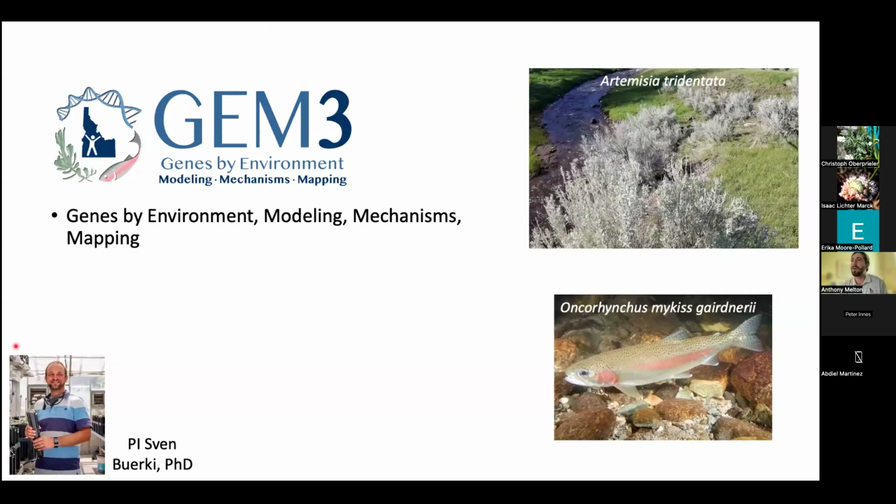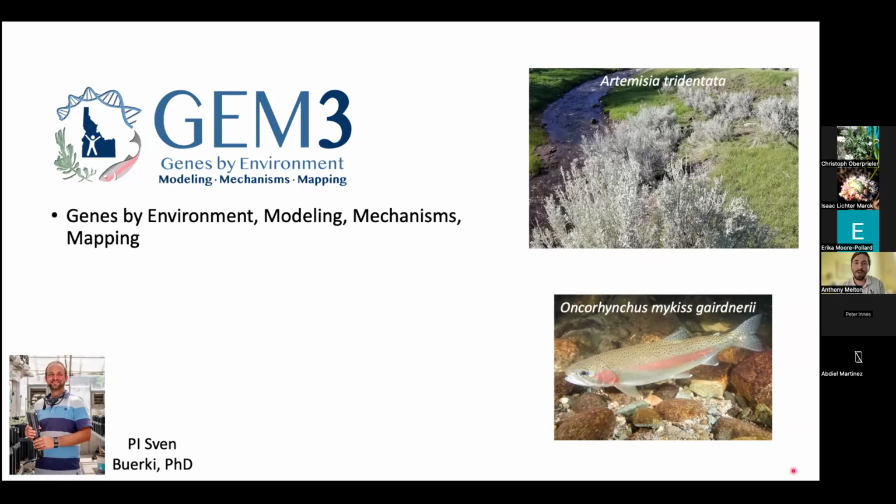So I was a postdoc with Sven Berkey from summer of 2020 to 2023, where I did a variety of research focusing on genomics and drought stress response in Artemisia tridentata. While I was a postdoc at Boise State, I was a member of an Idaho EPSCoR program called the GEM3 program. GEM3 is an acronym standing for Genes by Environment. And 3 M's are modeling, mechanisms, and mapping.